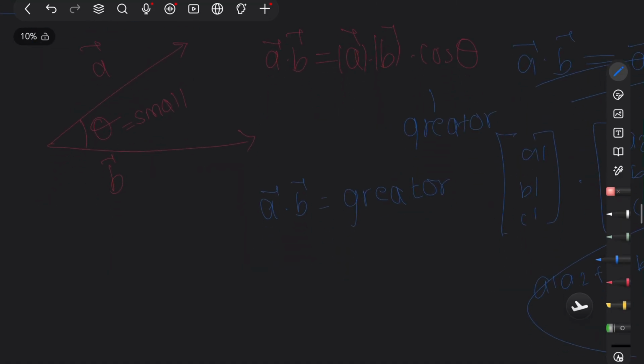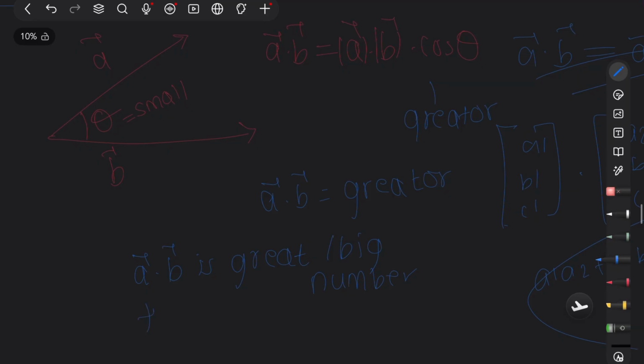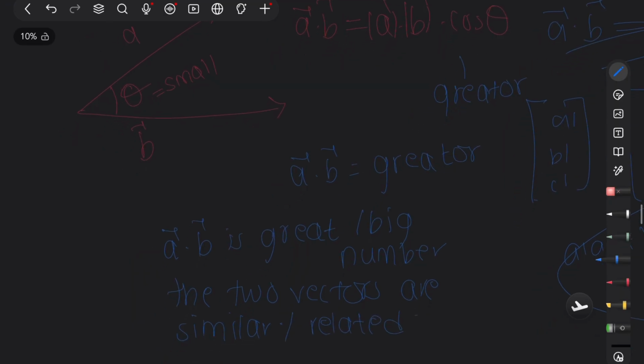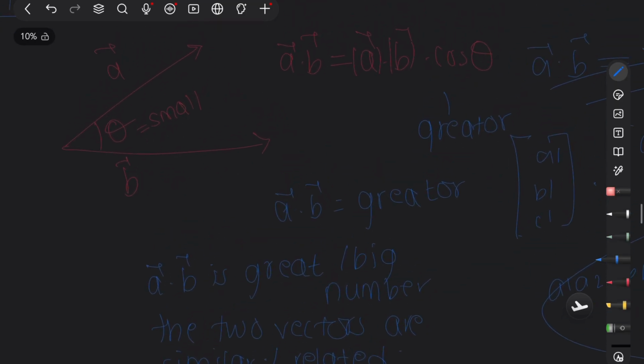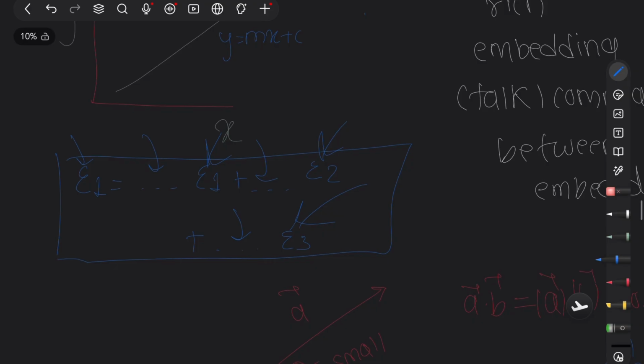So we can imply that if a dot b is a big number, the two vectors are similar, related. And if the dot product of two vectors is a small number, we can imply that the two vectors are dissimilar to each other. So this is a really simple concept that is being used in the transformer attention mechanism to find the coefficients of these.